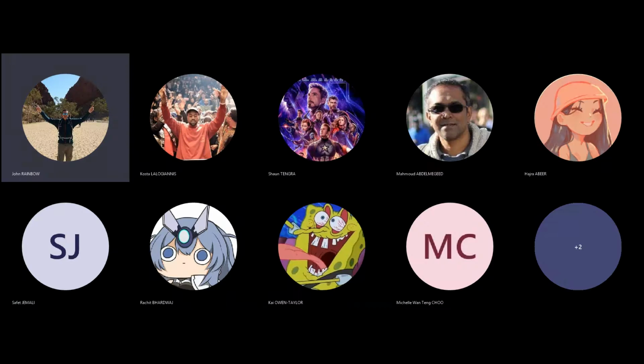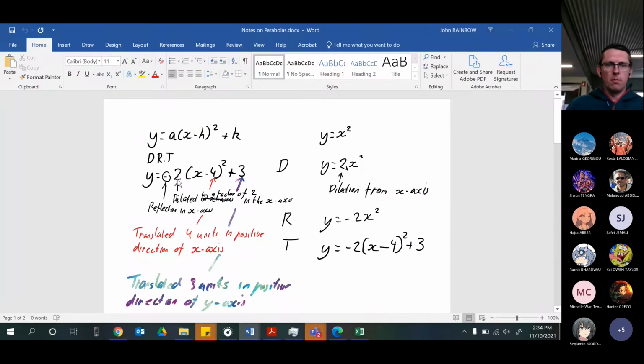So just as a reflection, dilated first: a factor bigger than 1 makes it narrower. If it's between 0 and 1, it makes it wider. This will then reflect it in the x-axis if it's negative. So if it's negative, it will become unhappy.